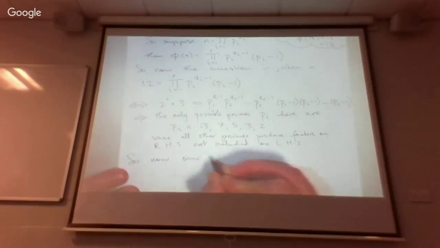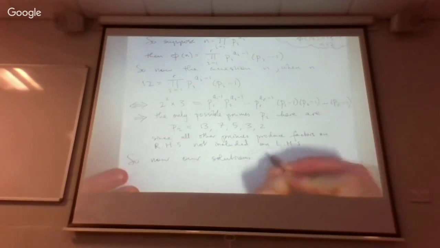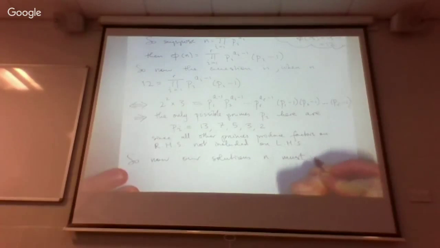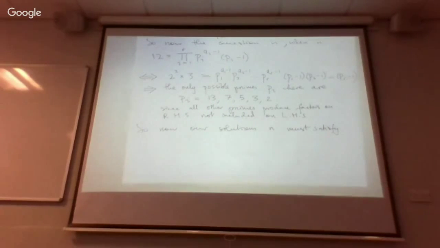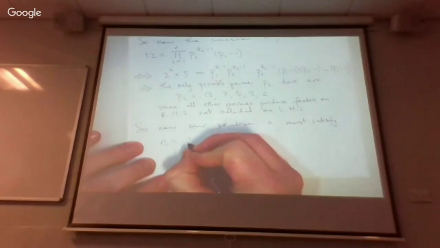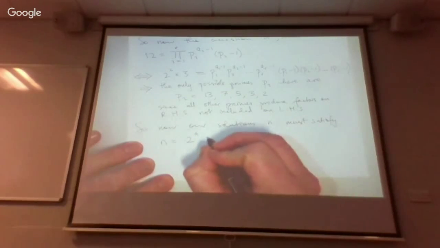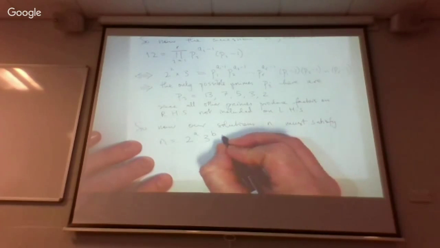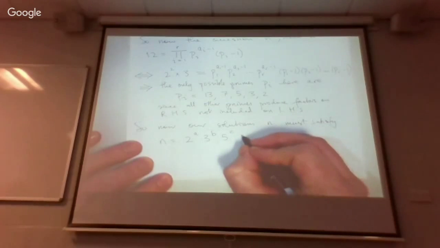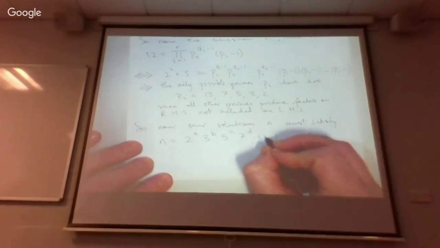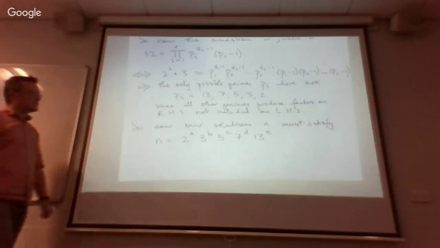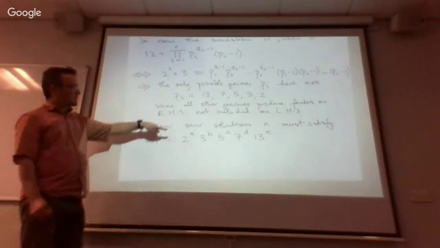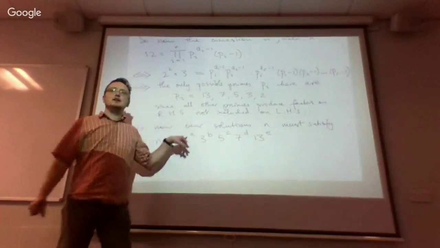So now our solutions n must satisfy, I'm not saying these are all solutions, but all the solutions must fit into this pattern. It must be some power of 2, some power of 3, some power of 5, some power of 7, and some power of 13. Those are the only primes that are allowed in the prime factorization of n. Now I've allowed general exponents here, A, B, C, D, E.